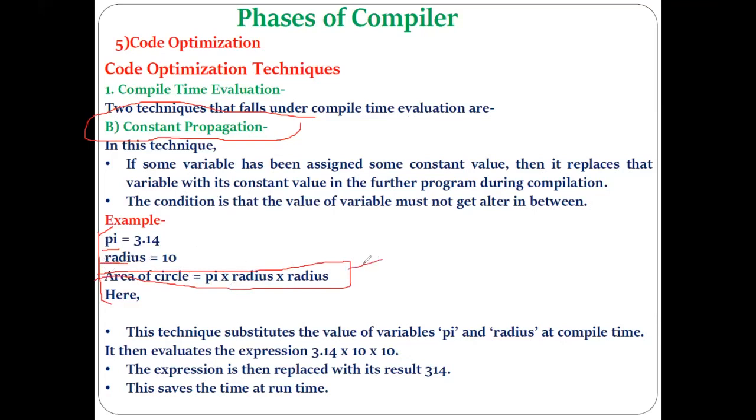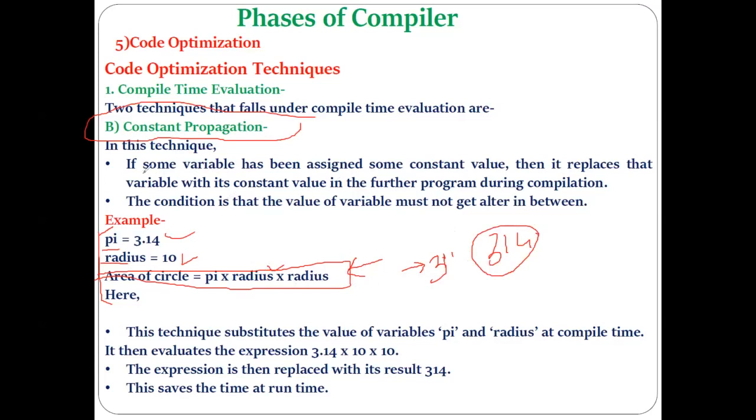Now is it possible to do the evaluation of these particular terms at compile time only? Is it possible? Yes, because you know the value of pi, you know the value of radius, so it is directly possible to evaluate these terms, and the result is 314. Understood? Now, if it is evaluated at compile time only, then during runtime there is no need to evaluate this again and again.